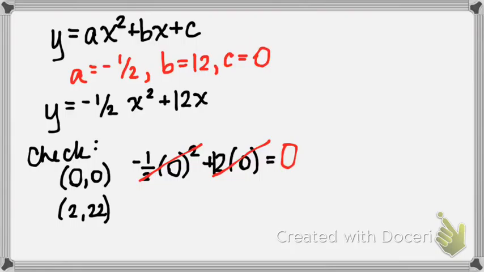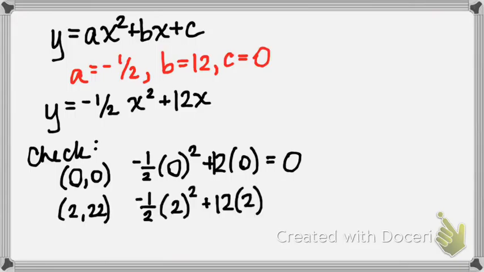Now I'm going to check 2, 22. I'm going to input 2 for the x's. I'm not really sure what happened to what I was doing, but let's just go forward. Okay, I'm going to check 2, 22. I'm going to put 2 in for the x values. And if I do that, I get -2 plus 24, which is 22. So if I input 2, the output is 22. That's good. That's what I wanted.